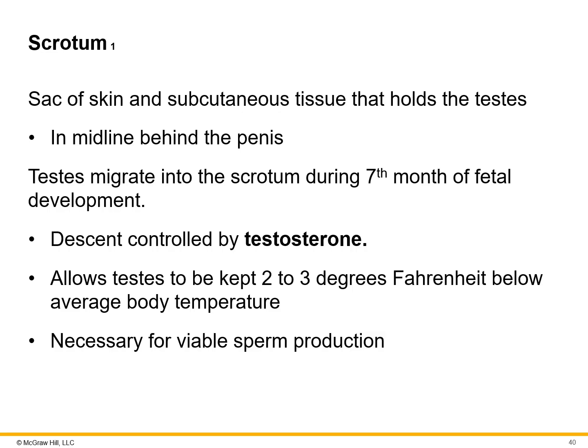The testes do move into the scrotum during about the 7th month of fetal development. That descent is controlled by the testosterone. When the testosterone secretes, that is when those testes will migrate into the scrotum, when mom is about 7 months pregnant with a male child. That also allows those testes to be kept about 2 to 3 degrees Fahrenheit below the average body temperature, because that is the temperature that is needed in order for that sperm to stay viable.